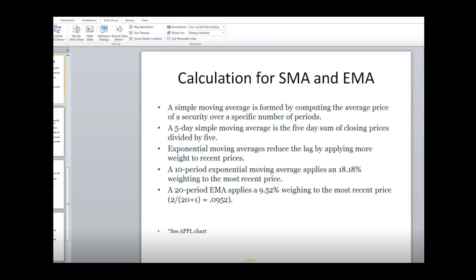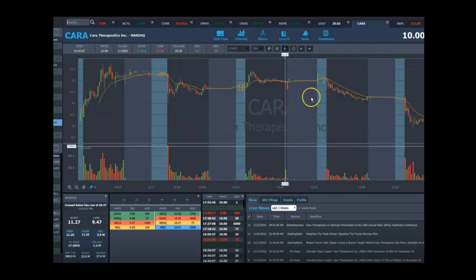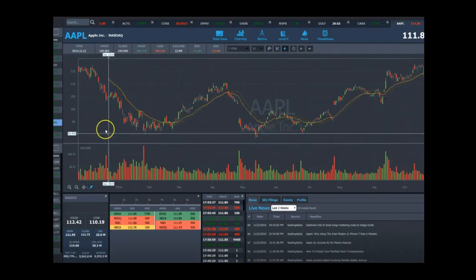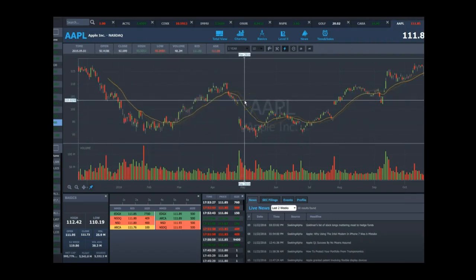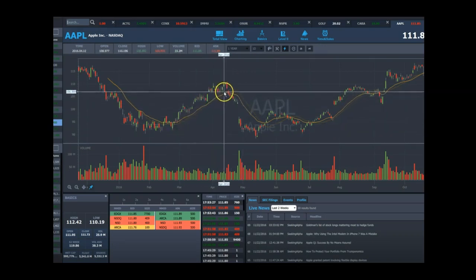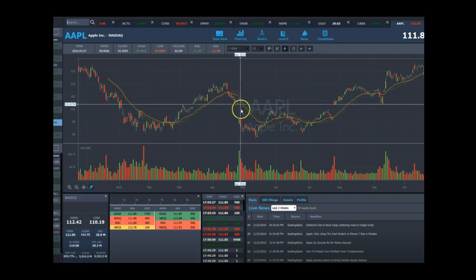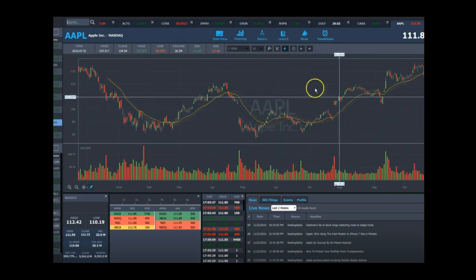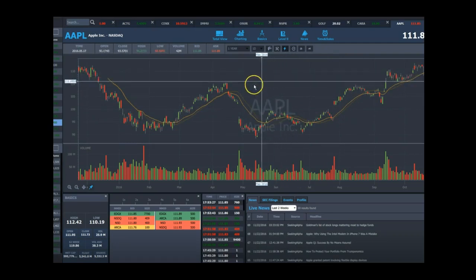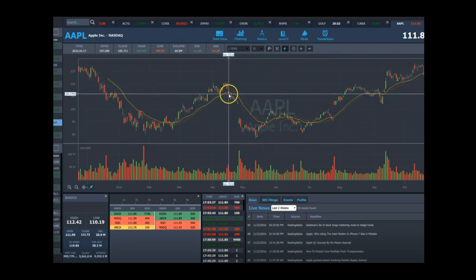So I'll show that here on a chart of Apple. The darker colored line is the simple moving average, and the gold colored line is the exponential moving average. So you can see that the EMA reacts much quicker than the simple moving average on these charts. This is a chart of Apple on Stocks to Trade. So that's why I use EMA, because it's quicker to react.